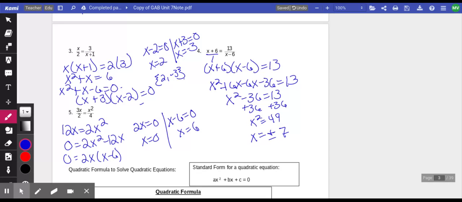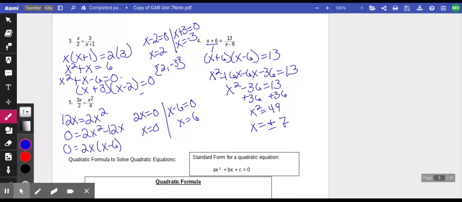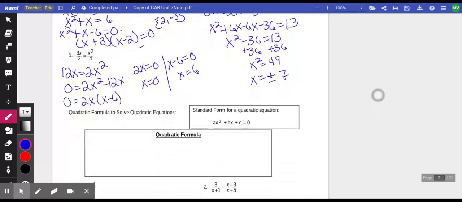For 5, when I cross multiply, I get 12x equals 2x squared. It's a quadratic with more than one x, so I subtracted 12x. I factored, there's a common factor 2x, so that means each factor equals 0, so x equals 0, and x minus 6 equals 0, so x equals 6.